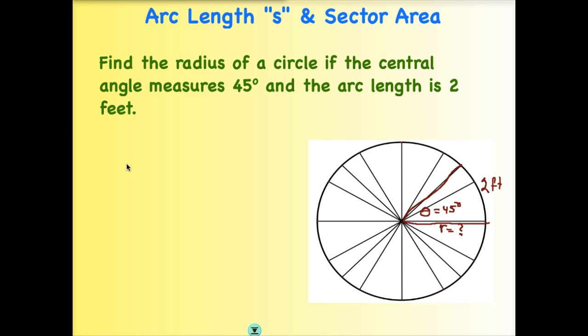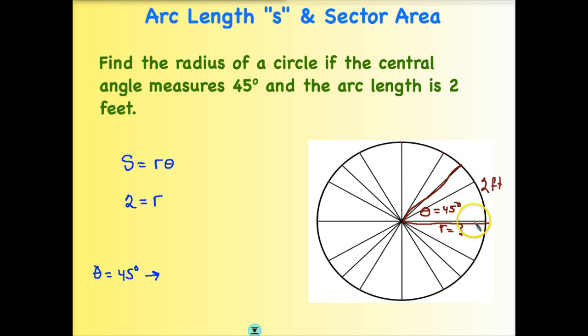The easiest way to figure out this problem is to set up the equation. So we know that the arc length is equal to r times theta, where theta is in radians. Now we can plug in what we know. We know that the arc length is 2 feet. We don't know our radius, and we don't actually know our theta in radians. So we need to convert 45 degrees to radian measure.